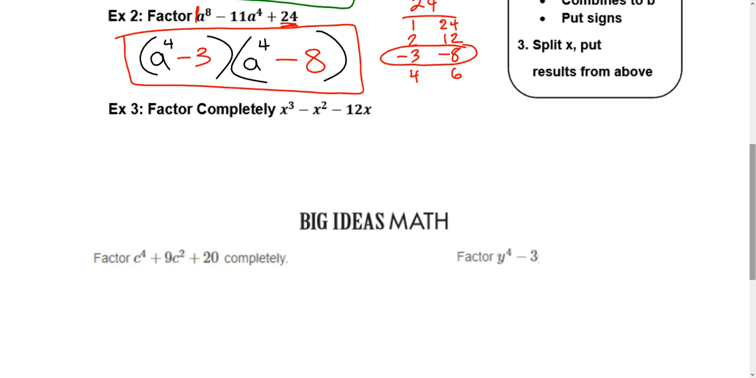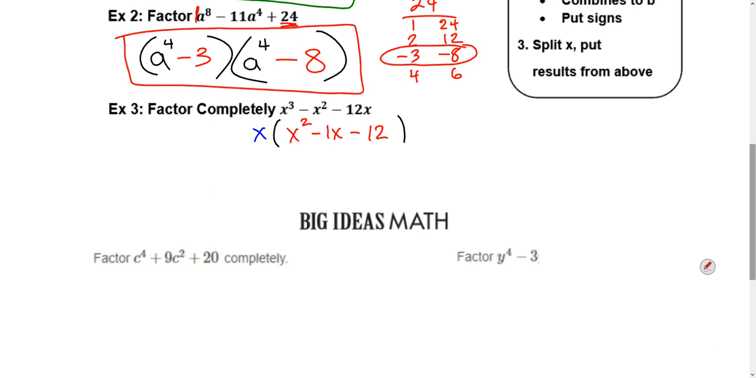But what you should notice is that all of them have an x. So that means that it has a GCF. So the first thing we want to do is take out the GCF. That has x cubed, x squared, and x, so I take out the x. And now I need to rewrite this problem with 1 less x. So this now becomes x squared minus 1x minus 12.